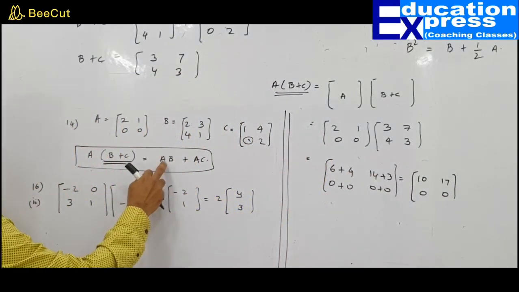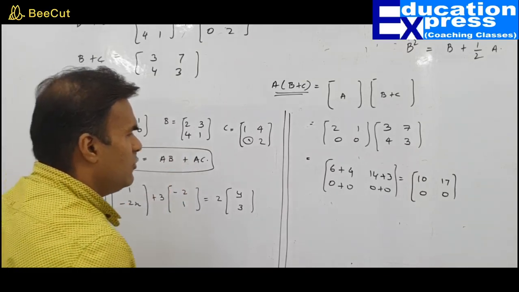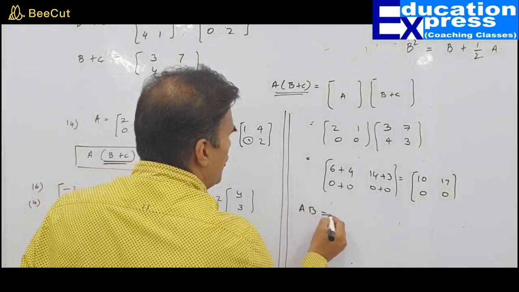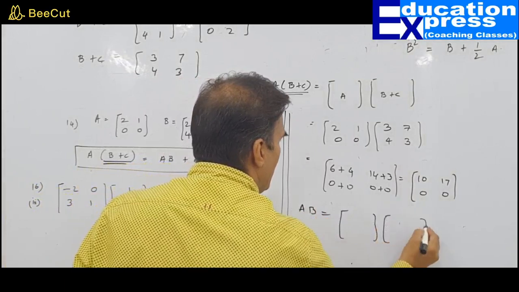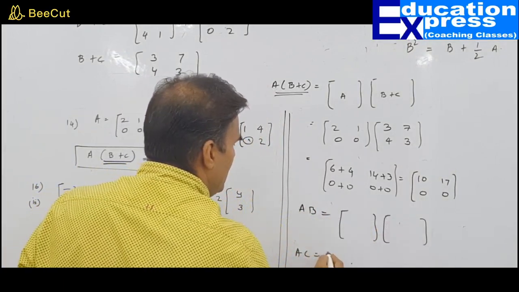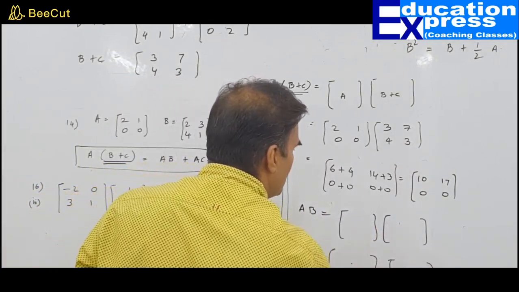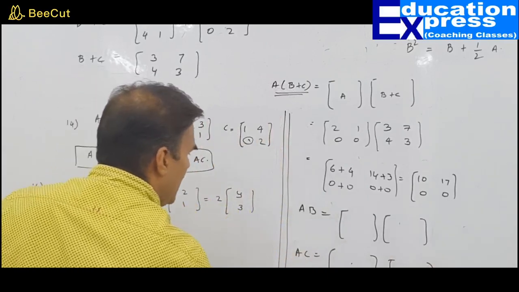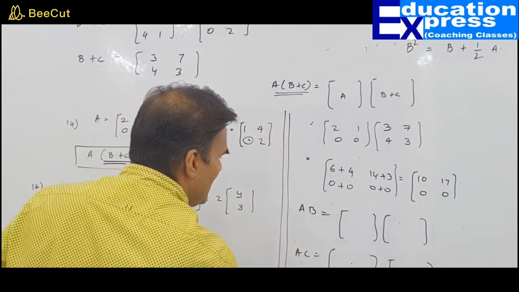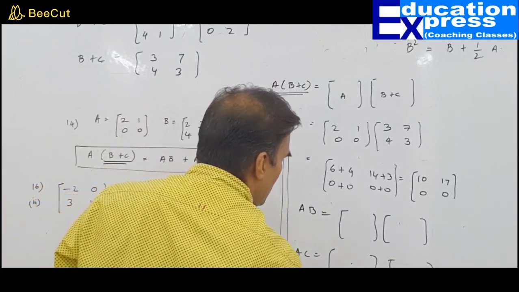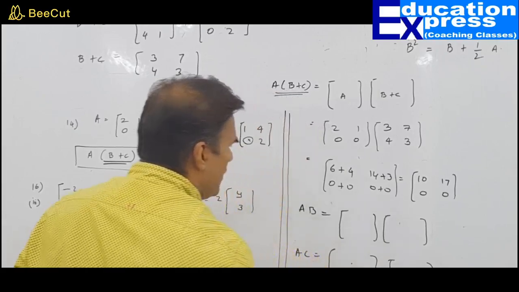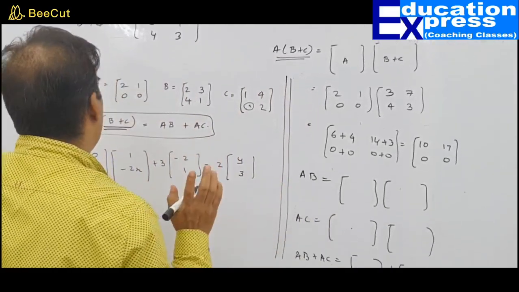We have to find out now AB and AC. So how do we find AB? I am sure you guys know how to find AB. How to find AC? Sir, we know how to find AC also. Can you find AB plus AC? Yes sir, we can find AB plus AC. Sir, can you please show me how to find AB one more time?